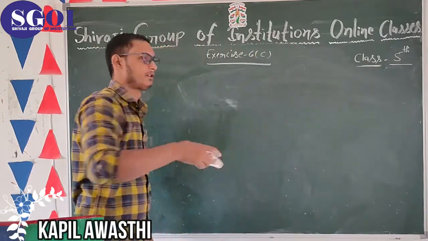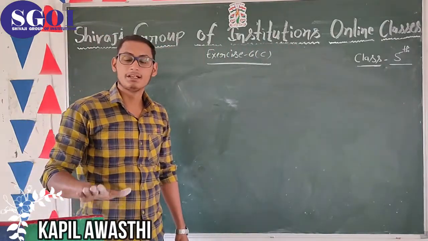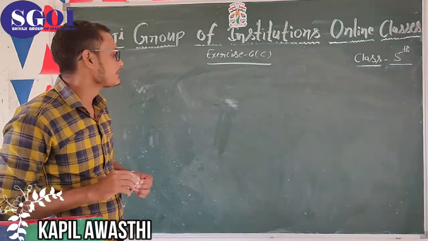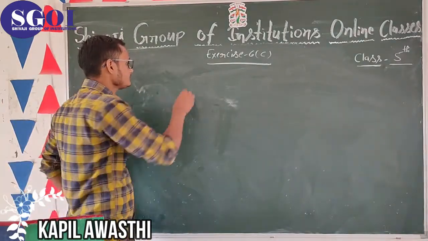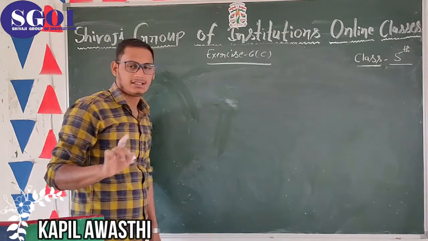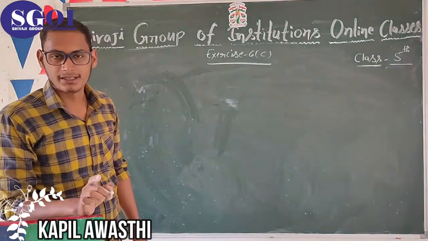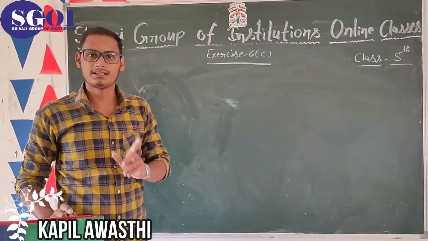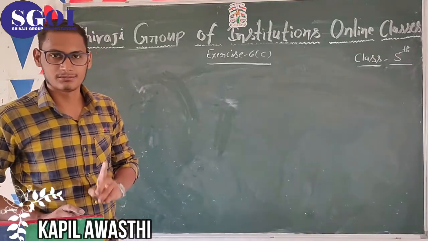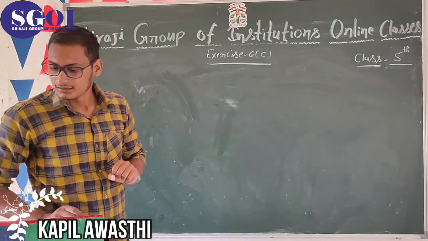Next, test the divisibility of the following number by 9. First we know the divisibility rule of 9. The divisibility rule of 9 is that if the sum of all the digits is divisible by 9, then the number is divisible by 9.